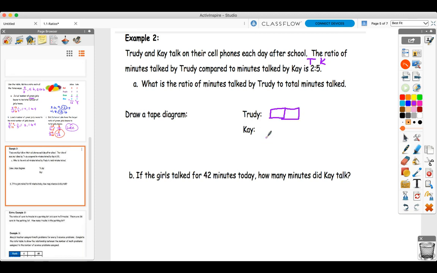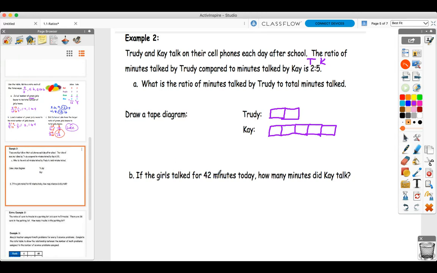Try to do your best in drawing them exactly the same. No one's testing you on that. Just don't make them too different. And now K has 5. So you're going to do 5: 1, 2, 3, 4, 5. All right, so this is your tape diagram from Trudy to Kay.